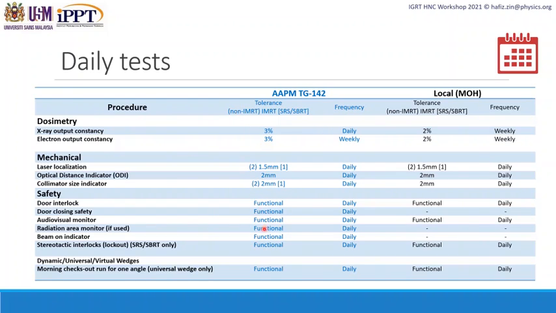And the rest, like the safety aspect, usually is either functional or not. So if the door interlock is functional, then you can take that. But if it's not, then it is a level 3 action level, which you need to stop the treatment unless you've got the interlock fixed.